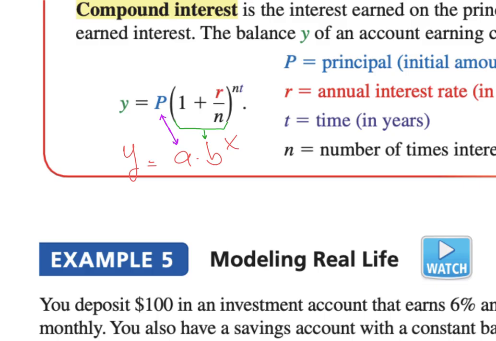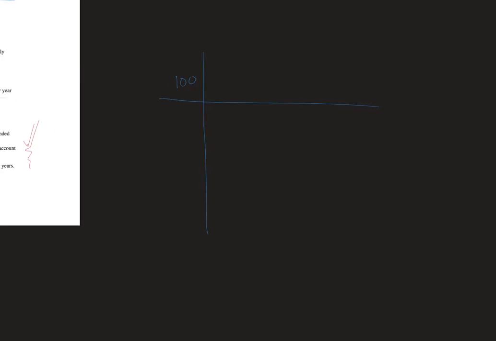And what's interesting about it is part of this B actually shows up right here. And then this X and this T are the same thing. So I'm just kind of connecting the dots of what we're looking at. So let's say you had $100. And what we're going to do is try and do this little chart here.